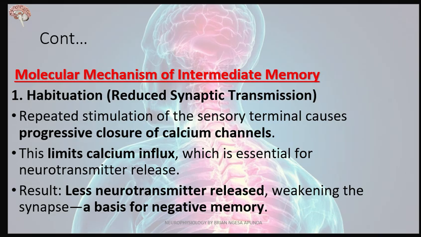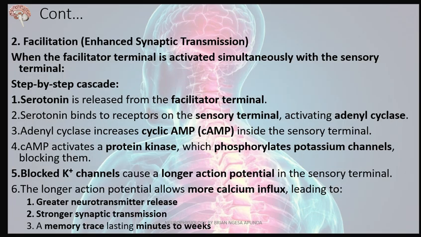Molecular mechanism of intermediate memory. We can have habituation and facilitation. So what happens with habituation? With habituation, what you want to achieve is reduced synaptic transmission, and therefore you want to limit the amount of calcium getting through the axonal membrane. That means you need to close the calcium channels. If they are closed, some of the intracellular mechanisms that we anticipate to be activated will not be activated. And if they are not activated, we will not see exocytosis taking place.